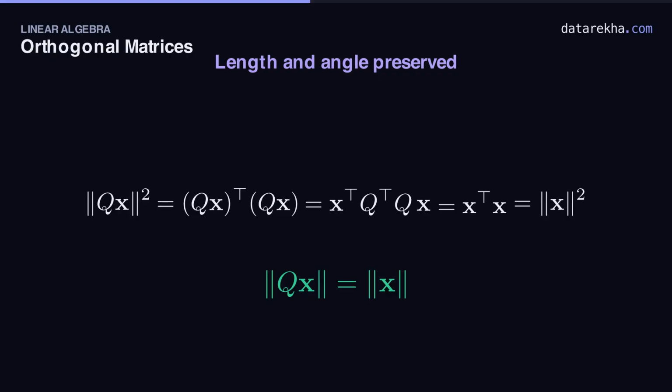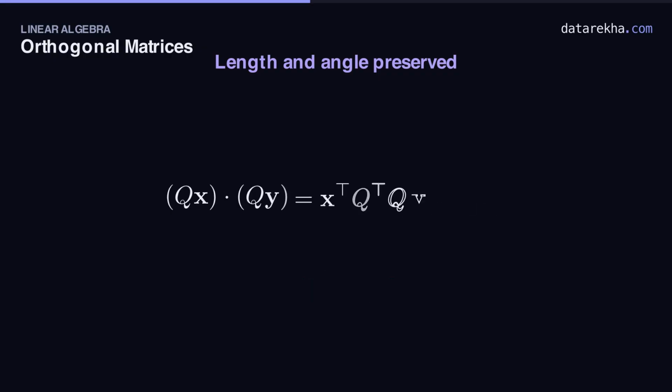Lengths are preserved. Angles are the same story. Run the identical trick on Qx dotted with Qy, and again, Q transpose Q disappears, leaving x dot y unchanged, and the angle is defined through that dot product. If the dot product and the lengths are untouched, the cosine of the angle is untouched, so the angle cannot move. Q is a rigid motion, a rotation, or a reflection, never a stretch.